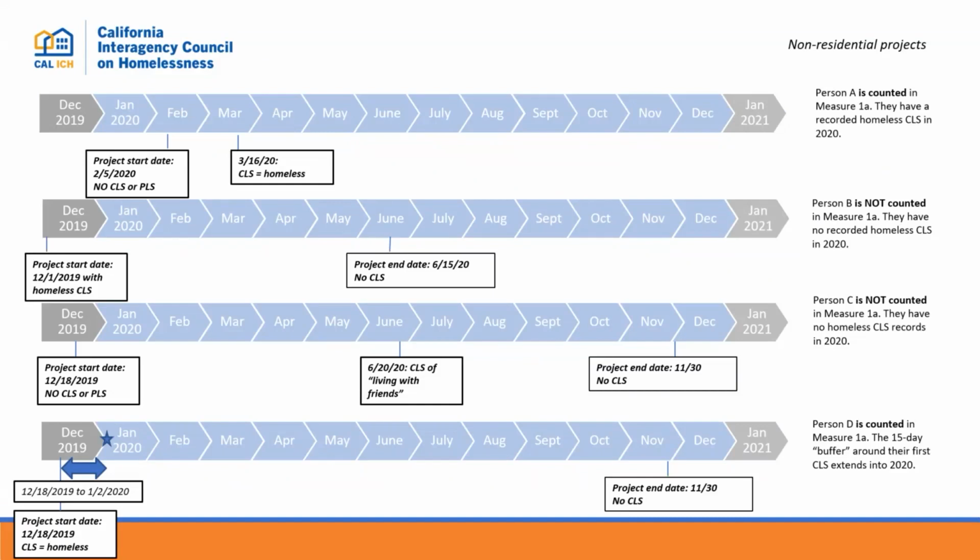Person C is not counted in Measure 1A. While they have a recorded CLS of living with family and friends, they have no homeless PLS or CLS records in 2020. The last person, Person D, is counted in Measure 1A. Although their project start date and homeless CLS were recorded in 2019, the 15-day buffer after their first CLS extends into 2020, so they are assumed to have been experiencing homelessness during 2020.